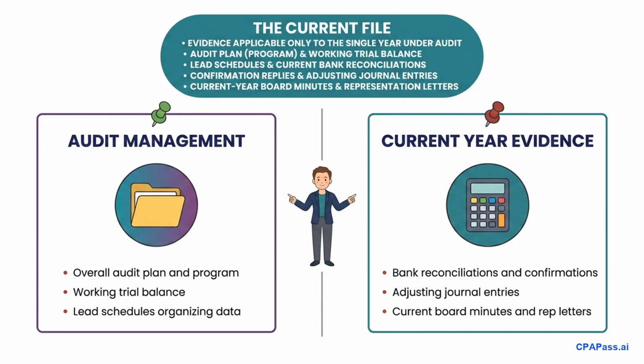Additionally, the current file houses the minutes of board meetings held during the current year and the signed management representation letter. Once this audit year is complete, these files are archived, and we start a brand new current file for the next fiscal year.